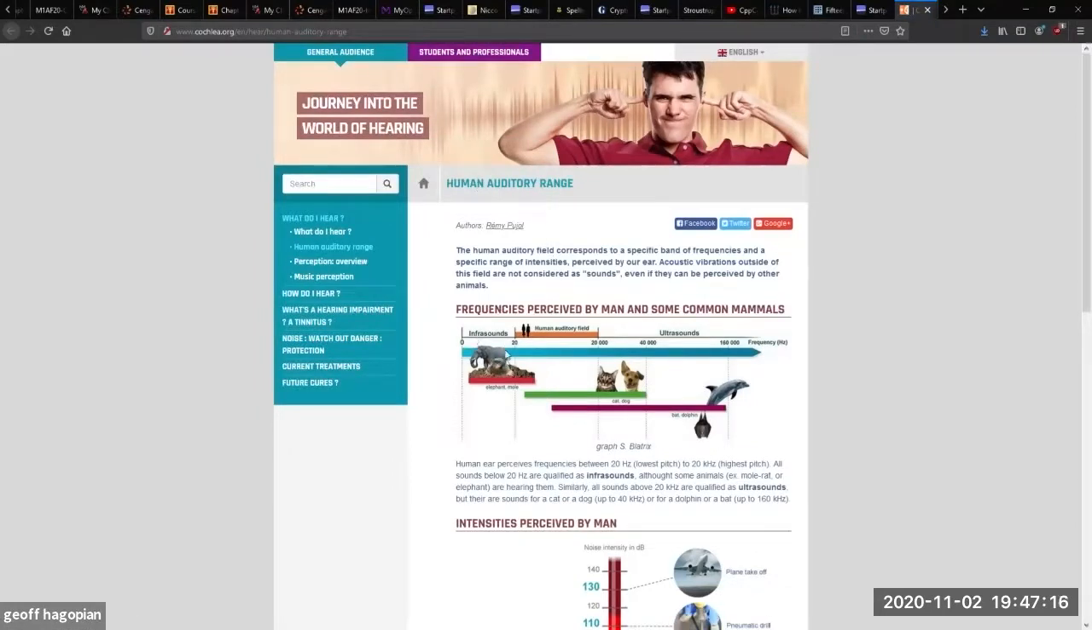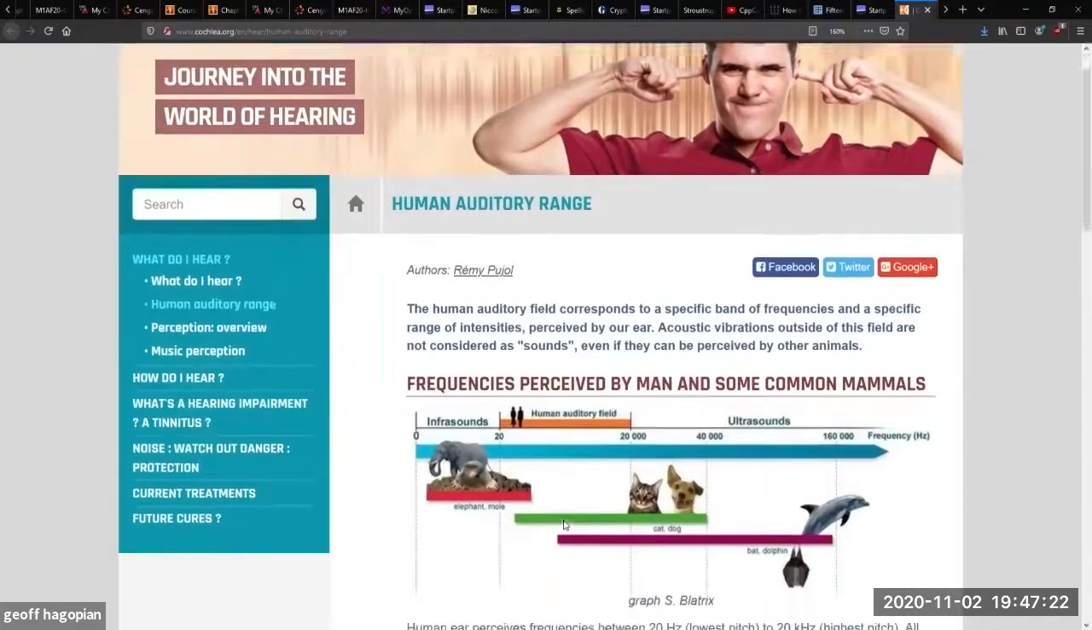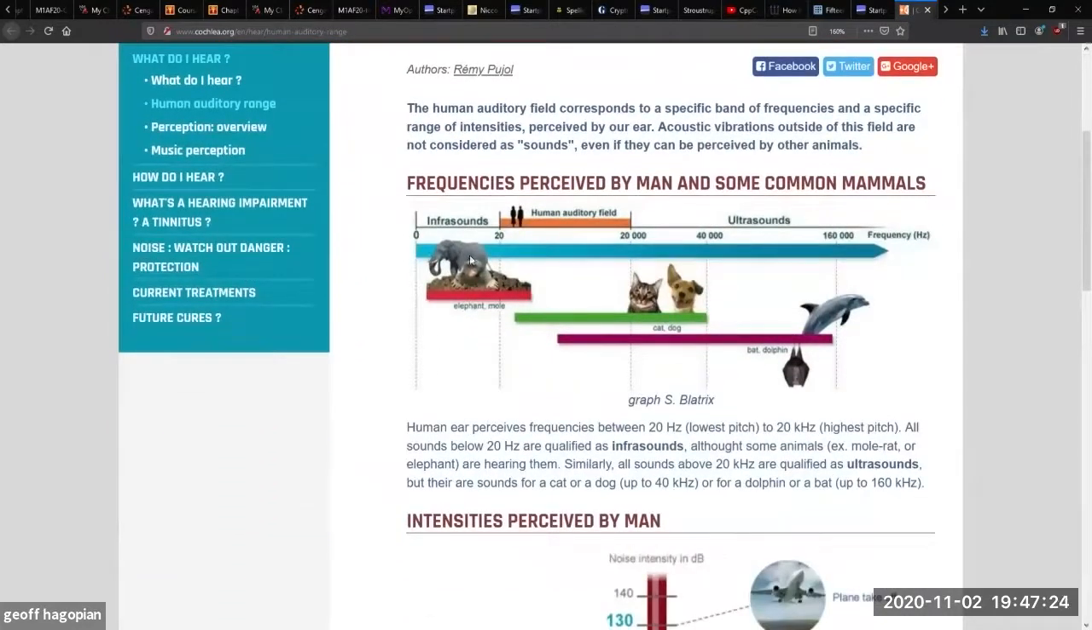So infrasounds are less than 20 hertz. Right, so this is this range here. Can you see that? This is infrasound. That's subsonic, right? Out of human hearing, something that's oscillating less than 20 times per second. We won't hear it. Elephants can hear it. What's that other animal there? A mole apparently can hear those.